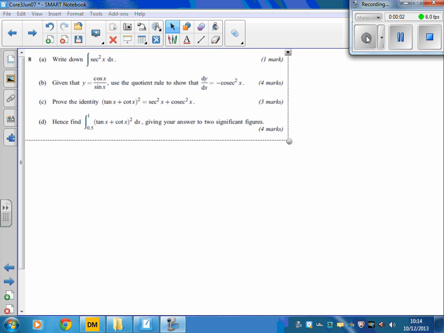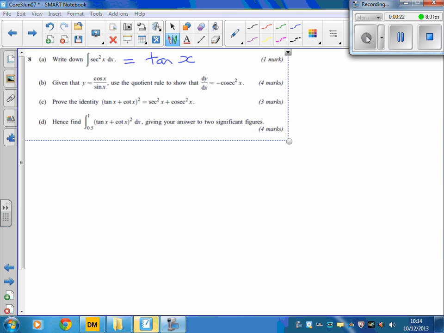June 2007 Core 3, the last question, question 8, so expect it to be a little bit tough here. First one here, loads of people couldn't cope with this. The integral of sec squared x is in the formula book, and it's one you should know. It is just tan x. 1 mark, no more work than that.